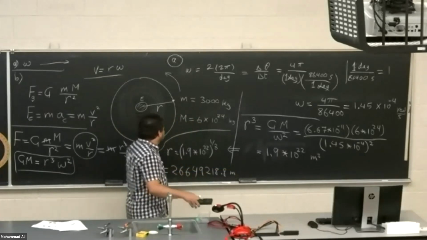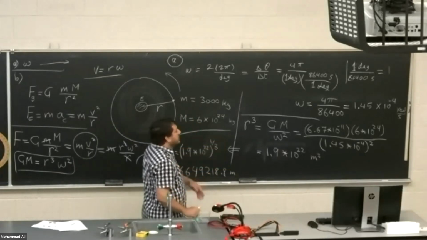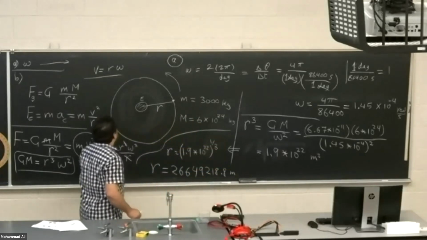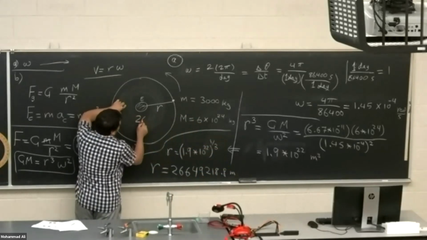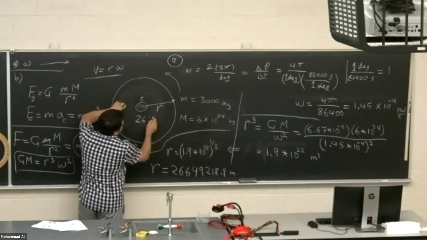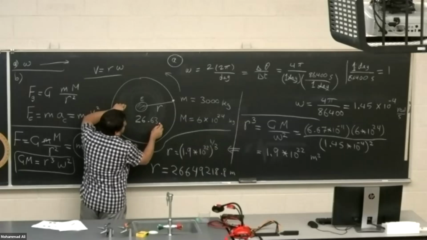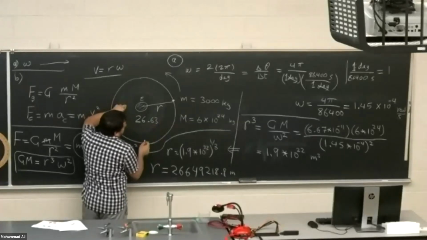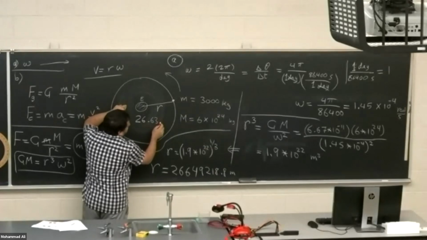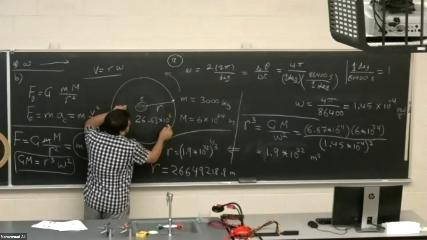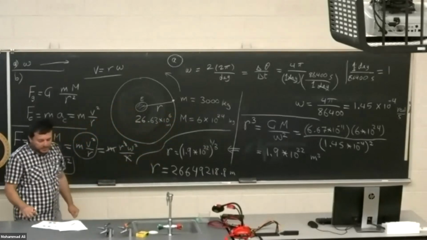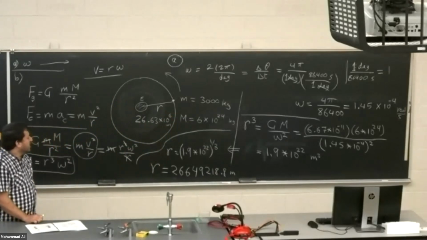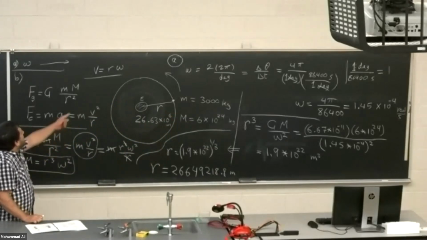It is almost 26 point something thousand kilometers. So R is almost 26.63 multiplied by 10 to 6 meters. This number. Okay, this is R. Now we can find that.